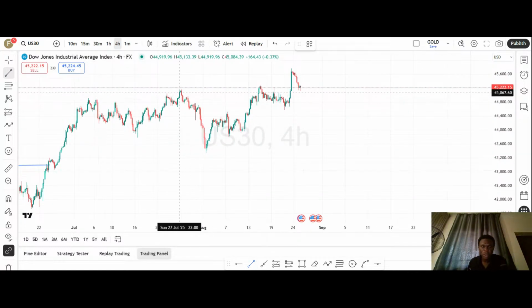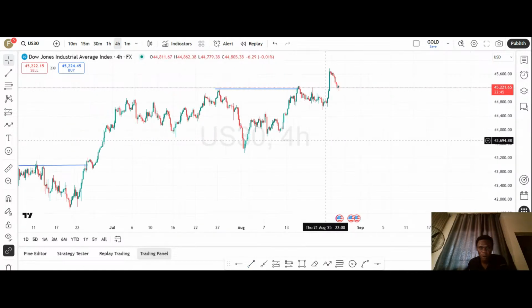So I'll show you guys. This is a clear break of structure on the 4 hours. I like this one because it looks very clean. Even if this is all you want to be trading, only this kind of structure, you'll be making a lot of money.